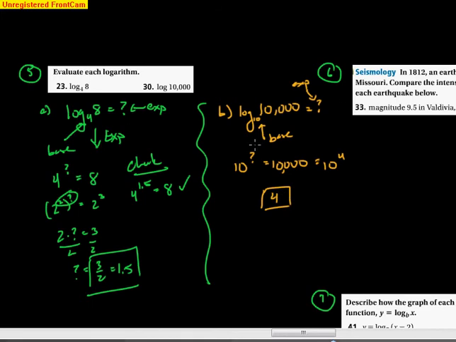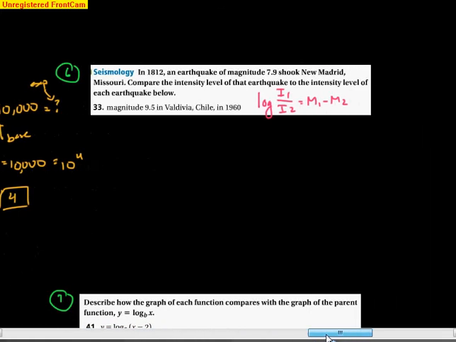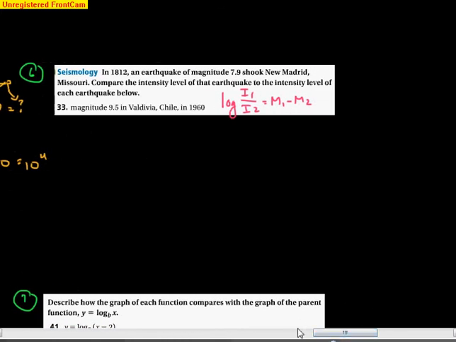Alright, good. So be aware of how you can rewrite logs into exponential form. Very important. 6. In 1812, an earthquake of magnitude 7.9 shook New Madrid, Missouri. Compare the intensity level of that earthquake to the intensity level of the earthquake below. And we have a magnitude of 9.5 in Valdivia, Chile in 1960.